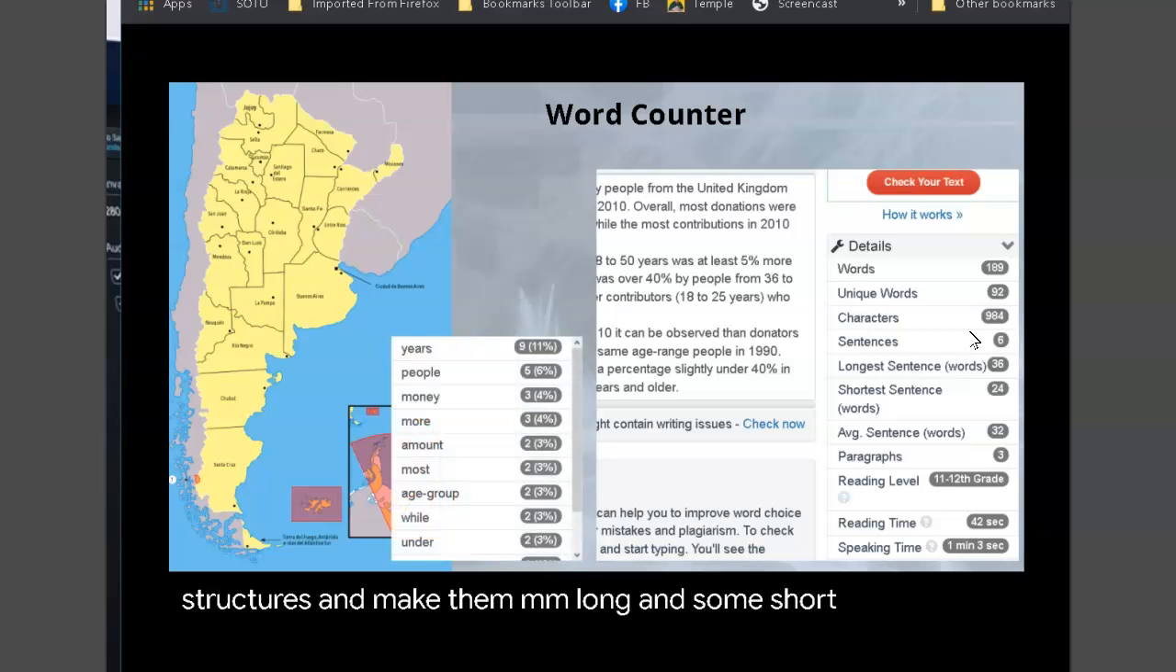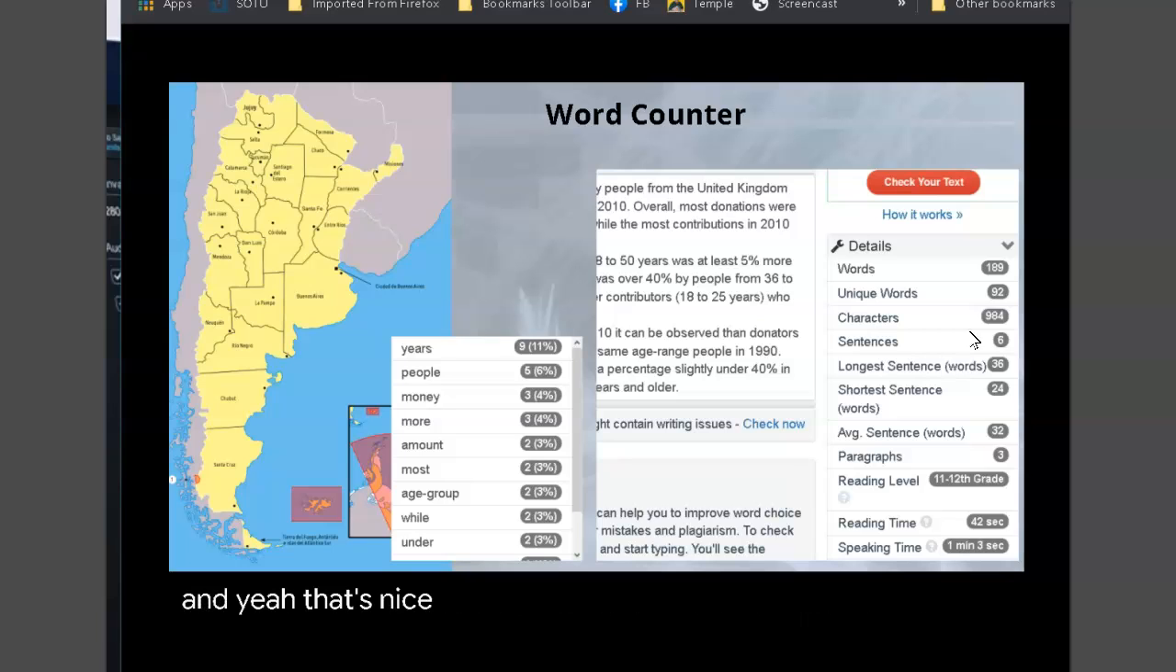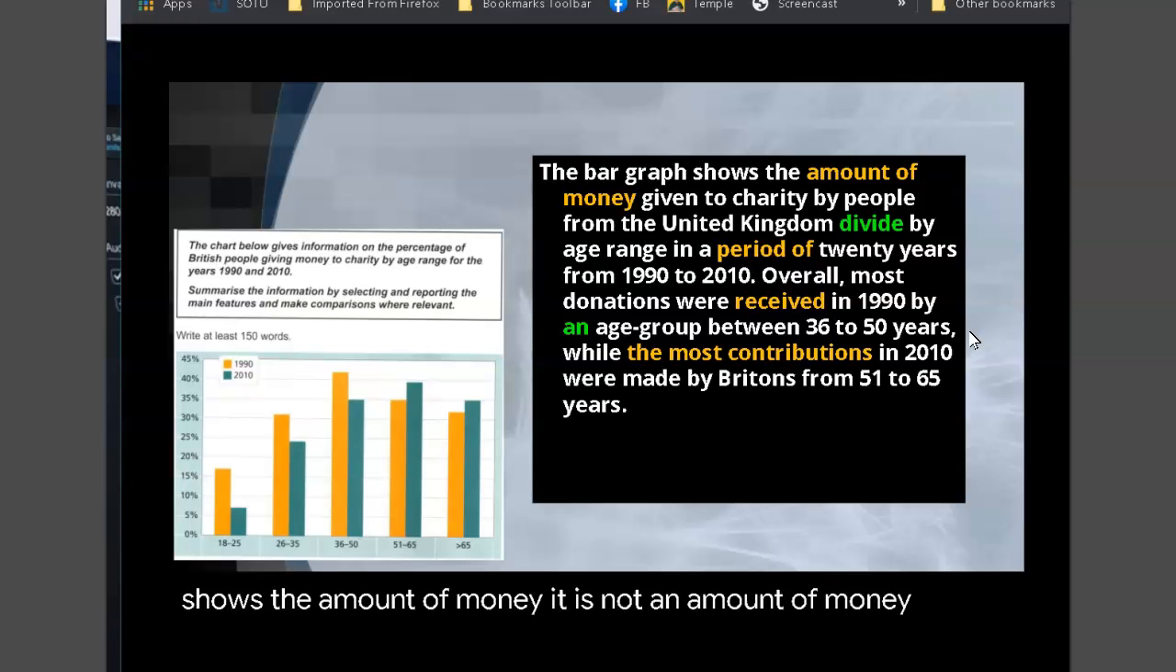Over here, this tells me how often you repeated words. Years, 9 times. People, 5 times. And yeah, and then more and money. Take those 4 words, and it's about 10% of your whole essay. Here we go. The bar graph shows the amount of money. It is not an amount of money. There's no dollar signs or anything like that. It's a percentage of people.